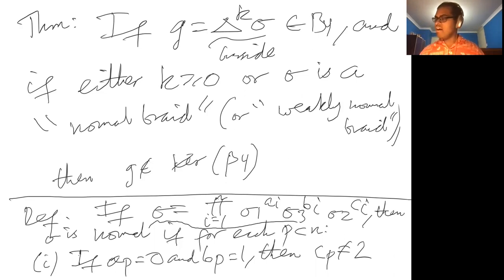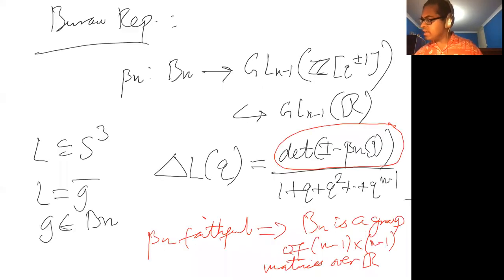And this should give you an idea of what I meant when I said they're very long strings in the braid. Unless they're very long, highly constrained strings, you can rule it out from being in the kernel. And this is what weakly normal is, to give you an idea.